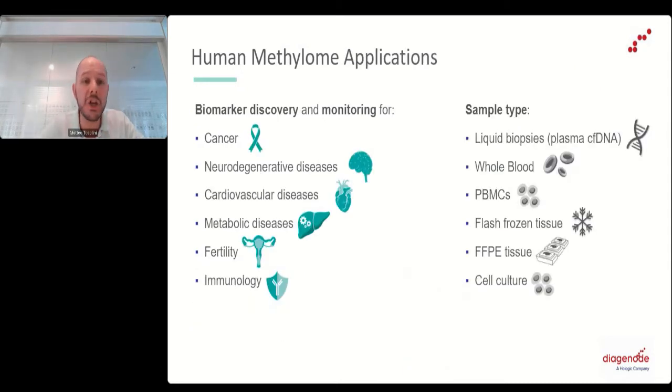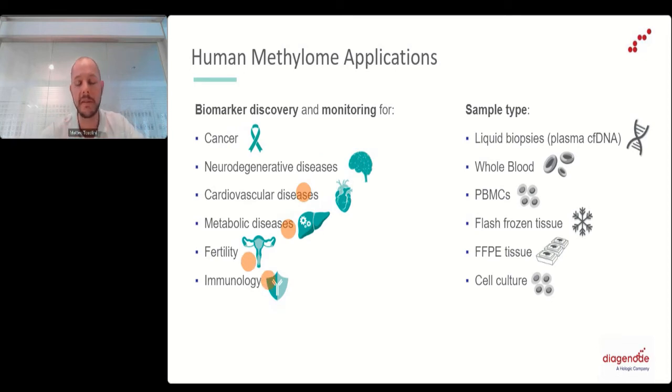What are the applications for the human methylome? Since it's very broad, it can be used for biomarker discovery and for monitoring in, for example, cancer, neurodegenerative diseases, cardiovascular diseases, metabolic diseases, fertility, or immunology.